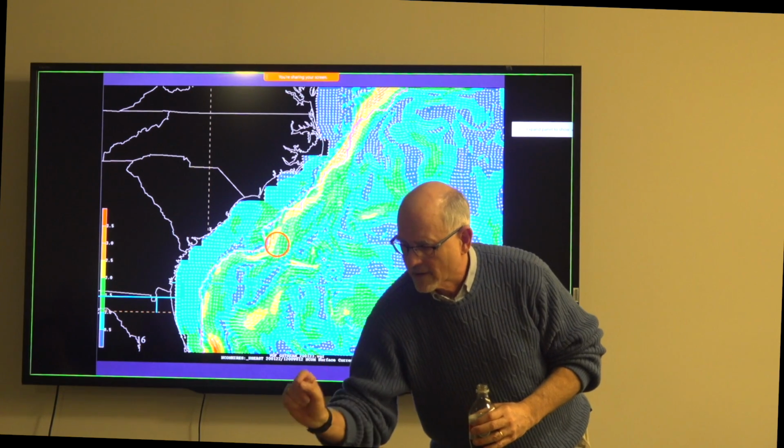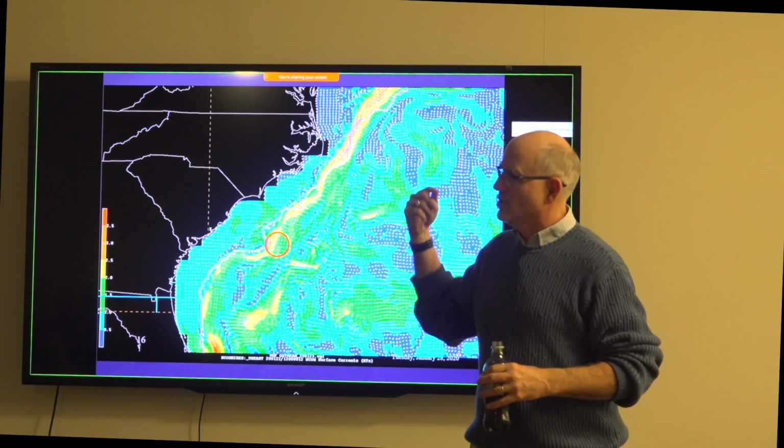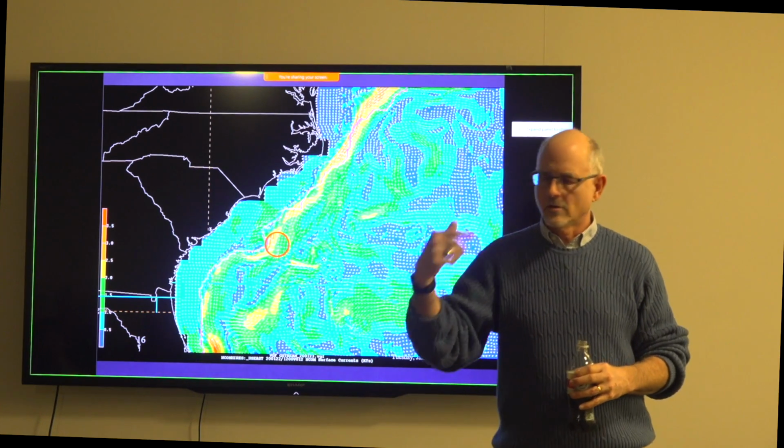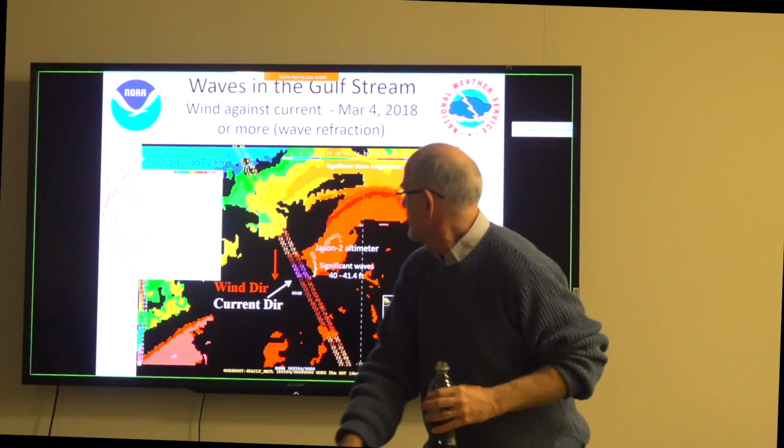And that slowdown, that significant slowdown, if that is not due to adverse, the ship opposing the current, that it's much, much larger than that.